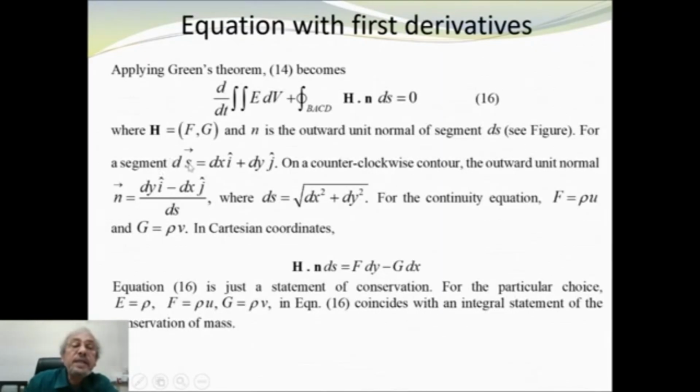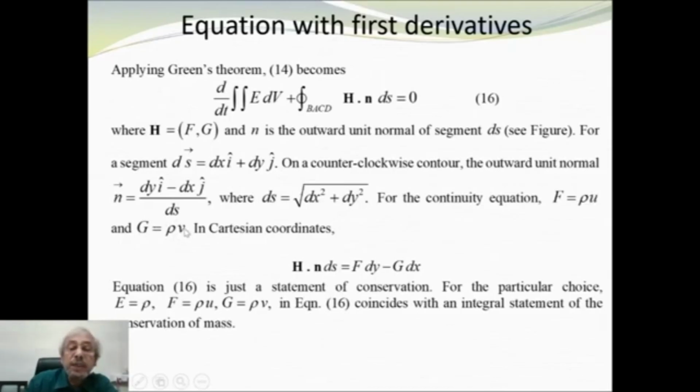For a segment ds equal to dx i plus dy j, on a counterclockwise contour, the outward unit normal can be calculated from this ds as (dy i minus dx j) divided by |ds|, where this is the modulus value of ds, which is basically root over dx square plus dy square. Now, as we said, for the continuity equation, our f will be rho u and g will be rho v.